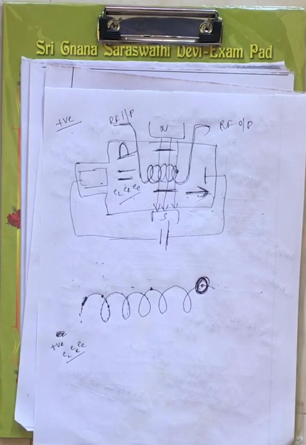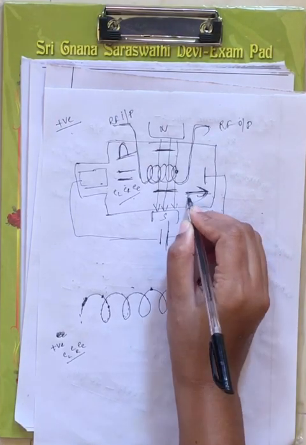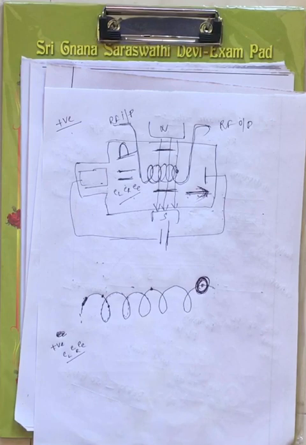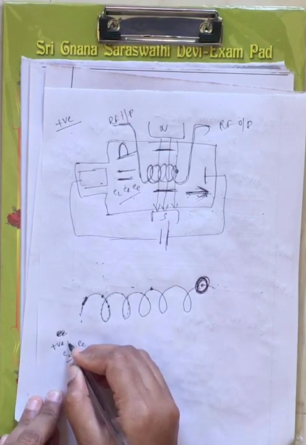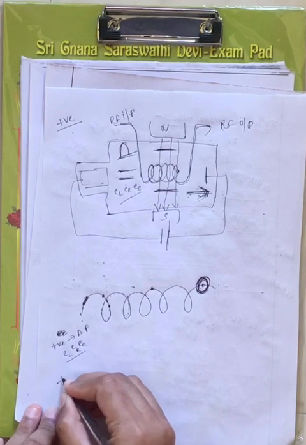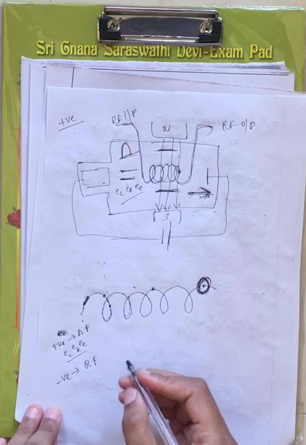Now this is about the operation. For the positive half cycle, the direction of the electron is in this direction, and the magnetic field is in this direction. Hence the force acting on the electron will be accelerating force. Whereas for your negative half cycle, the force acting on the electron will be repulsive force. From the top view I have drawn this. For the positive half cycle, accelerating force acts on the electron, and for the negative half cycle, repulsive force acts on the electron.